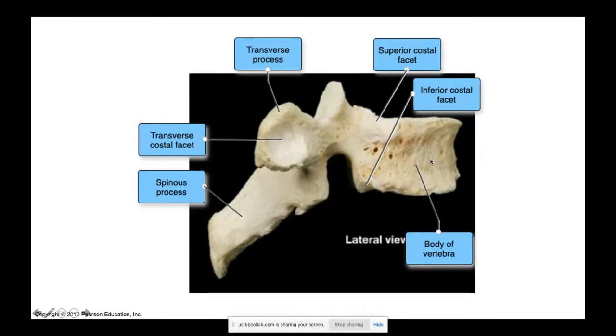Here's the vertebral body. Here's the spinous process. Now we have a bunch of facets. Okay, so here is the superior costal facet. Here is the transverse costal facet. And here is the inferior costal facet. So anywhere we see the word costal, this is going to be the pathway for the ribs to articulate with.